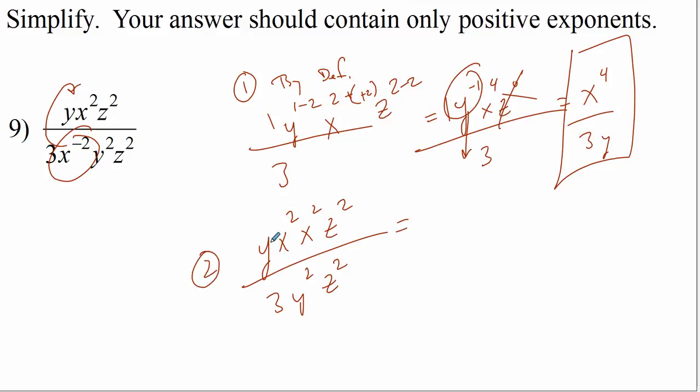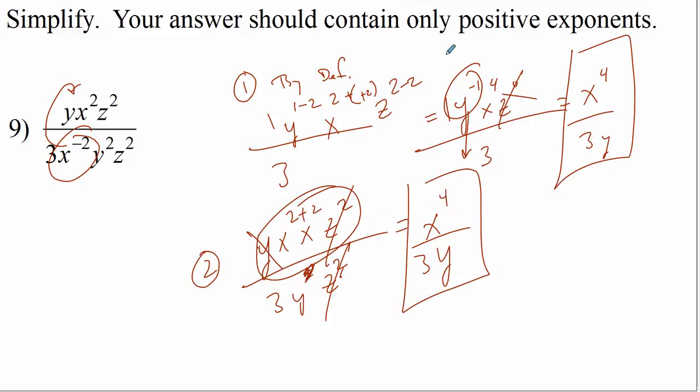Okay, so I have y's in common. One of them gets crossed out, so that remains 1 on the bottom. 3's still there. Z's on top, z's on the bottom. They're exactly the same, so they cross out. And then what do I have left on top? I have an x to the 4, because 2 plus 2 is 4. That is your answer. Here's two more examples.